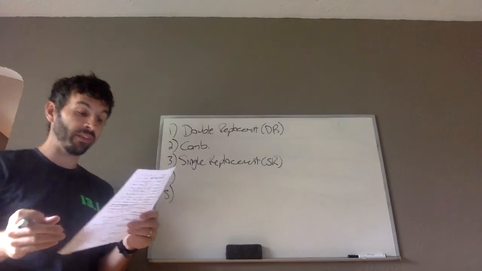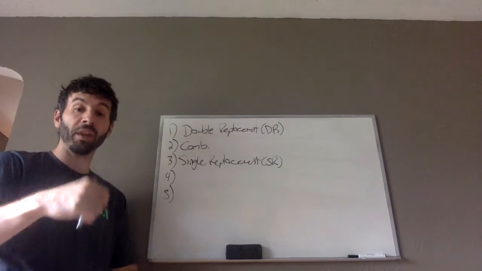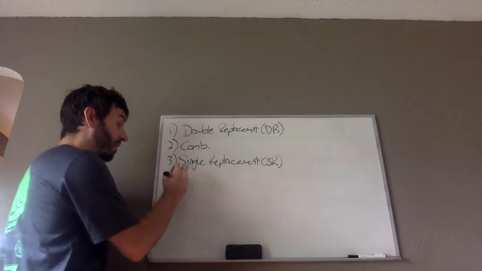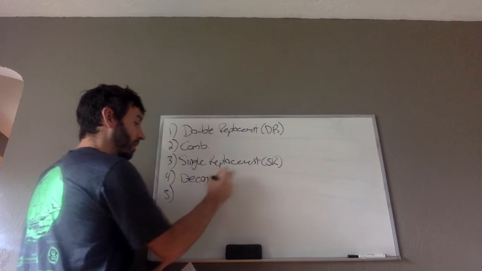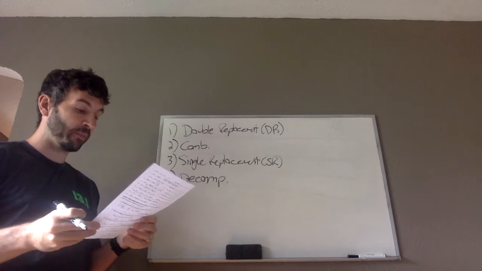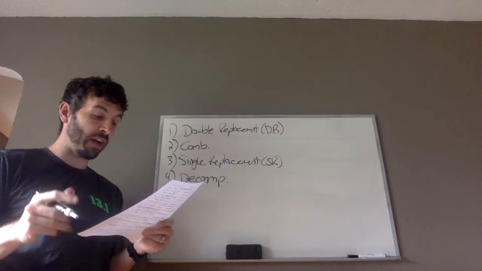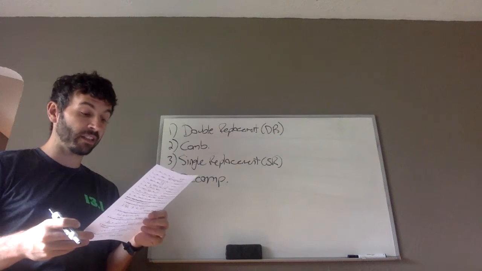Okay, next one, we have calcium carbonate breaking apart into calcium oxide and carbon dioxide. One thing breaking apart, that is called a decomposition reaction. Okay, and then number 5, we have phosphorus reacting with oxygen to form diphosphorus trioxide.